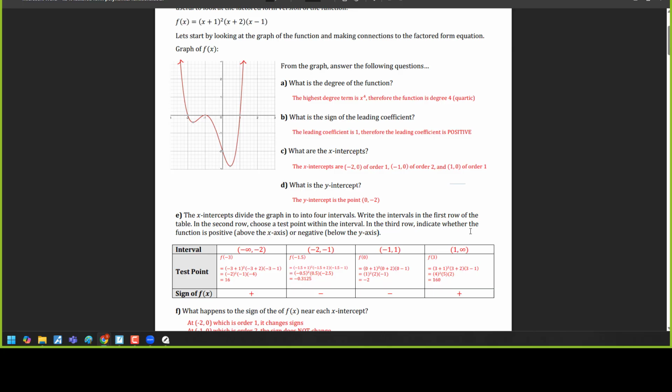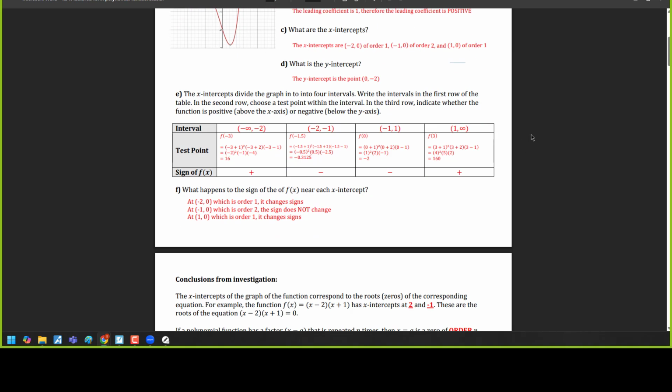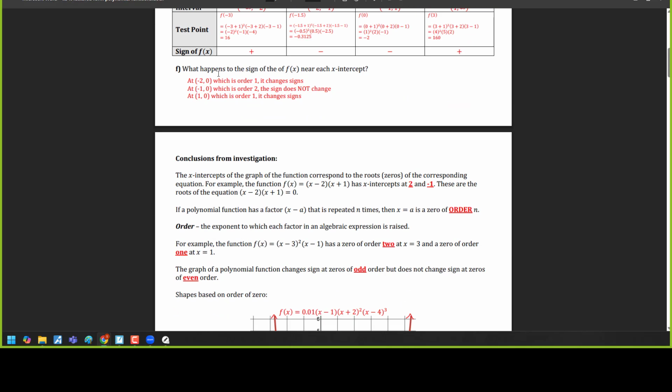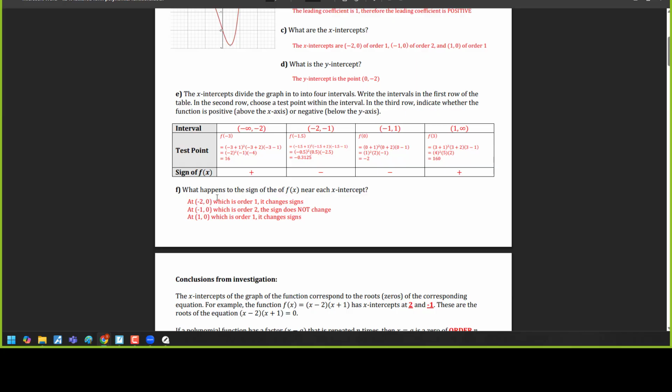If the polynomial is not in factored form, you will learn that you have to convert it into factored form, because you can't get the x-intercepts without it being in factored form, right? And here we have what's happening at the x-intercepts.